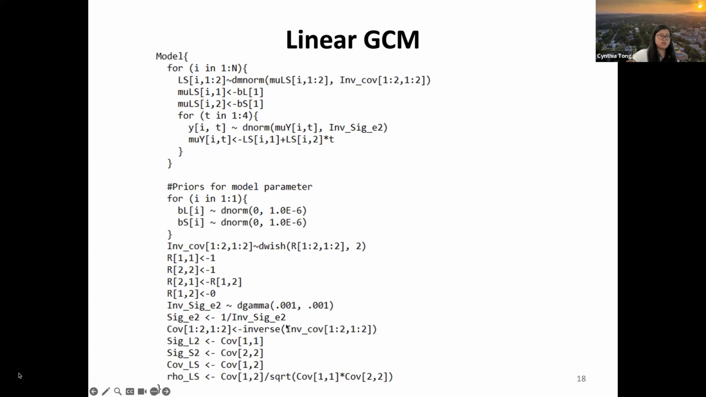And we take the inverse of the precision matrix, we get the covariance matrix. And then we save all these elements in this covariance matrix into the variance of intercept, variance of slope, covariance between intercept and slope. And we can also calculate the correlation between intercept and slope. Okay, so that's how we specify our model for a linear growth curve.